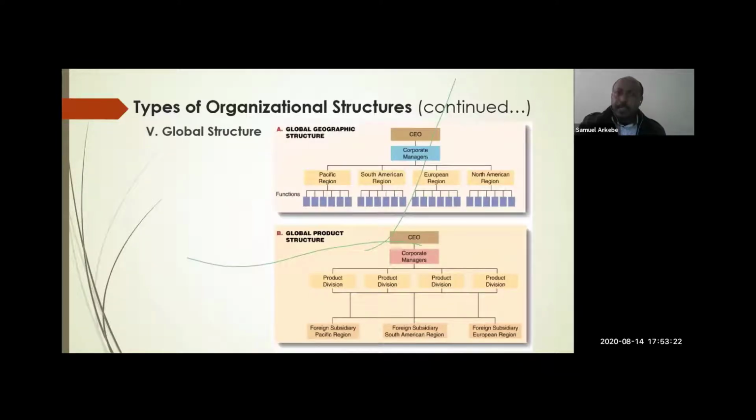And then the fifth one is global structure, like taking the whole group, the whole globe. This could be subdivided into two. One is global geographic structure, where we have the whole globe, and then we can have a region type, or a continental type, or a directional type. For instance, in the geographic structure, there is a mention of a Pacific region, South American region, European region.